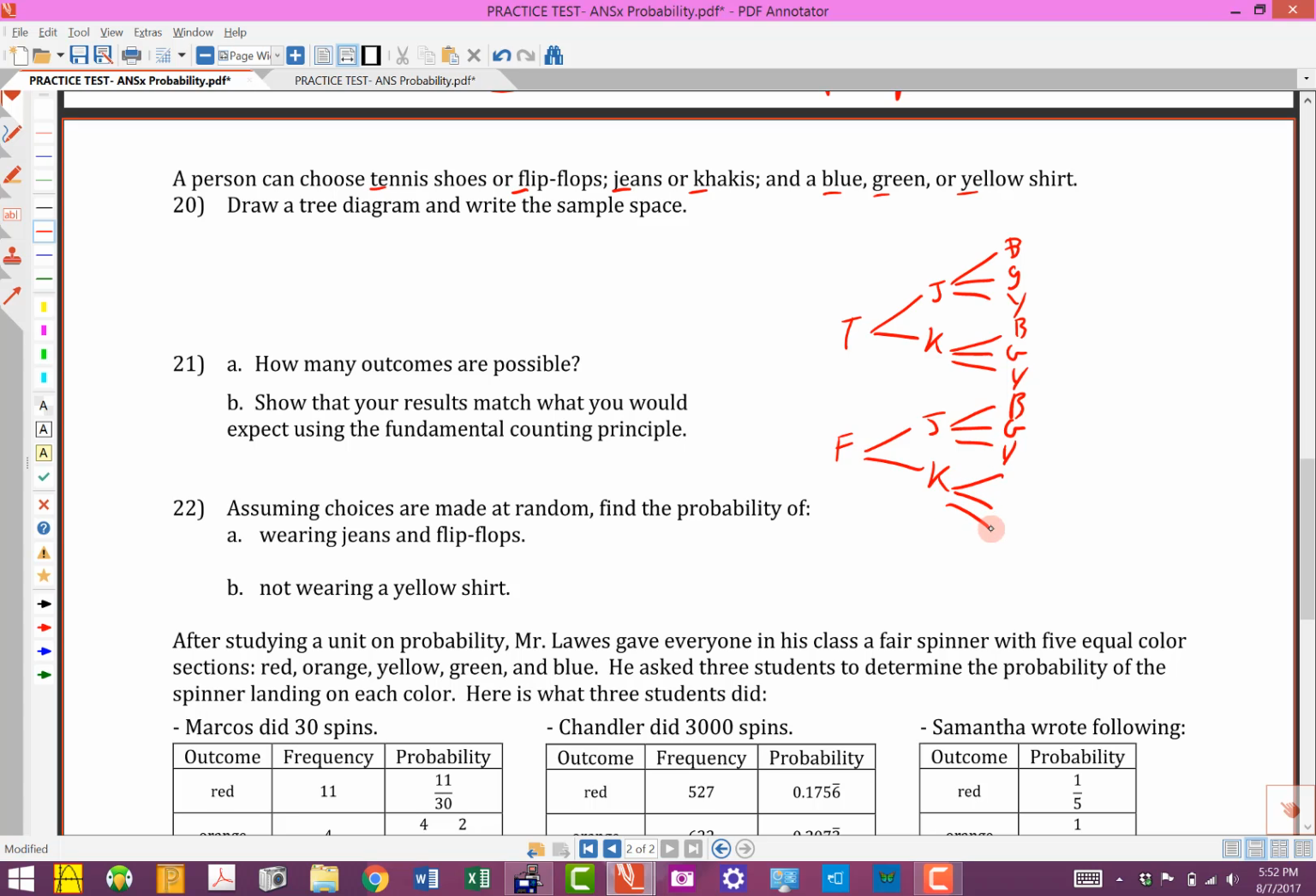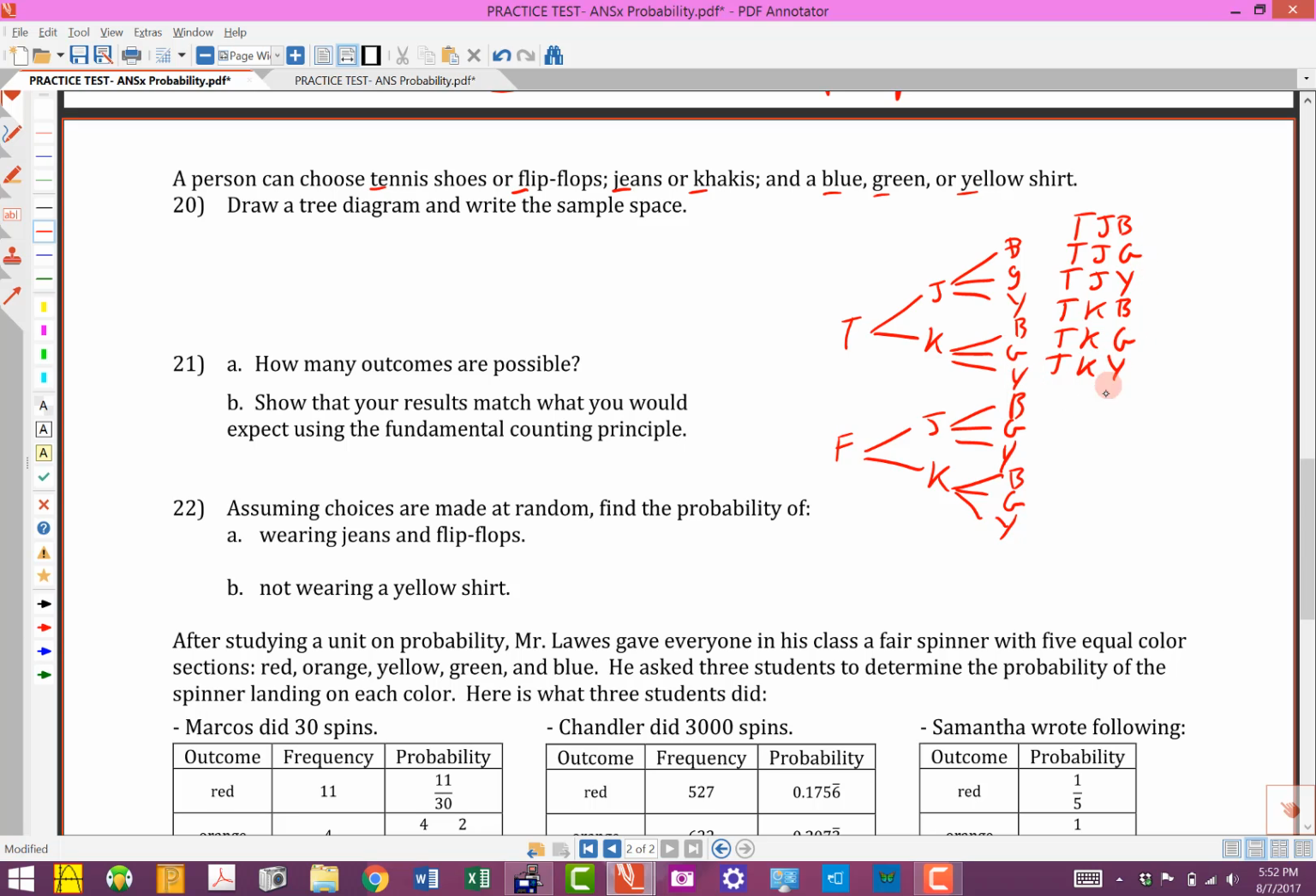And this one here, my diagram looks pretty ugly, but hopefully you get what's going on here. Blue, green, and yellow. All right, so that means this outcome right here is going to be tennis shoes, jeans, blue shirt, tennis shoes, jeans, green shirt, tennis shoes, jeans, yellow shirt. And then we're going to do this one. So this is going to be tennis shoes, khakis, and then we could do the blue shirt, tennis shoes, khakis, green shirt, tennis shoes, khakis, and yellow shirt. Okay, so that takes care of that.